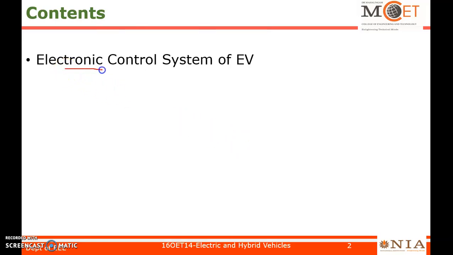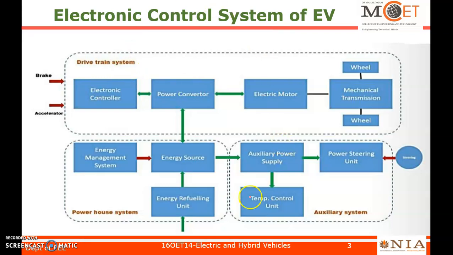The content of today's presentation is associated with the electronic control system of electric vehicle. This is the entire block diagram of the electronic control system of electric vehicle, which comprises three subsystems. First is the drivetrain system, second is the powerhouse system, third is the auxiliary subsystem. In the drivetrain system, there is an electronic controller unit, power converter unit, electric motor, and mechanical transmission system, to which the wheels of the electric vehicle are attached.